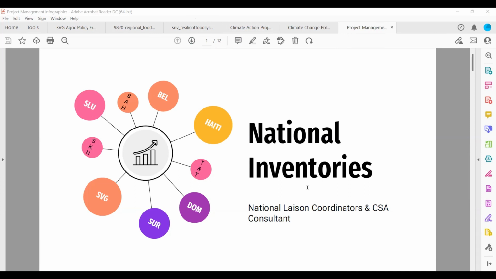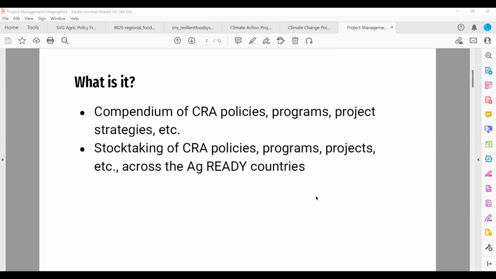Okay, so we're going to talk about the national inventories and the process we are going to use today. So what is it? I was asked to define it because I think I heard Ebony spoke earlier about it. There's a stakeholder inventory. So this is more like a policy, programs and project compendium of all the climate resilient or climate responsive practices that we would have implemented across the country. So it's like a stock taking of what is here and what can we do with it.